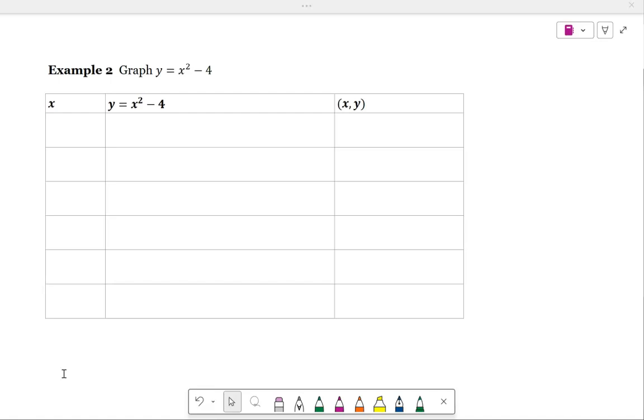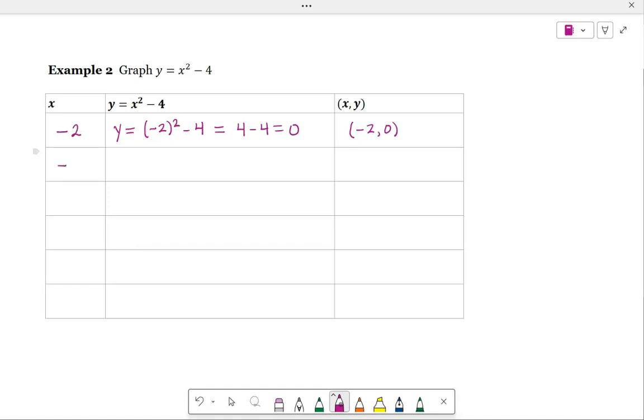Let's use a table and plotting points to see if we can get a picture of the graph for x squared minus 4. Let's start by plugging in some values for our x coordinates. Maybe let's start with -2. If I plug -2 in for x, I'm going to get -2 squared, which gives me 4, minus 4, which is 0. So it looks like (-2, 0) is one of the points on our graph.